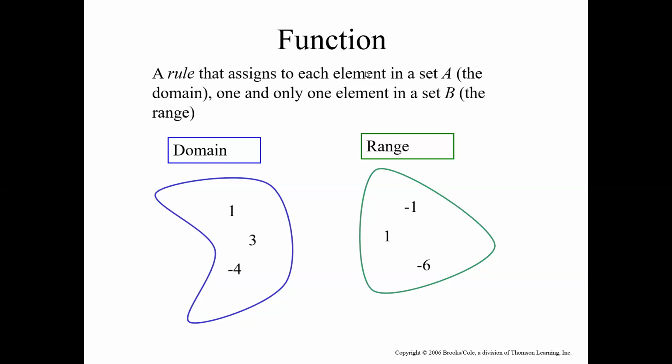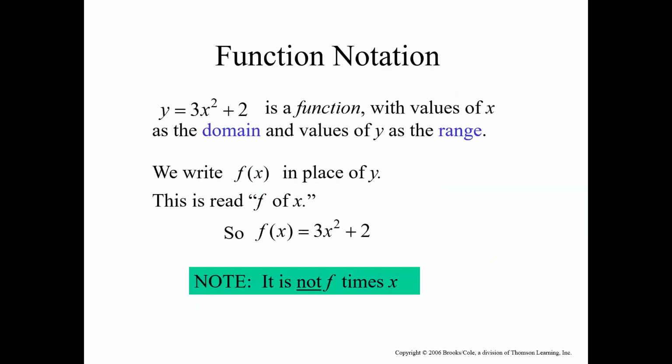So the rule that assigns each element in set A. So my set A is the elements in the blue domain, and then my set B is the elements in the codomain. That is my range. So all we are saying is that you pick each element. So the element 1, the element 3, the element -4, and then you map them to an element in the set B. So that will be a function. If this rule is satisfied, then whatever mapping you have is a function. So 1 maps to -1, 3 maps to -6, -4 maps to 1.